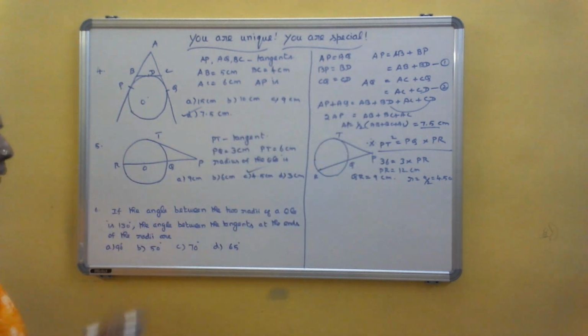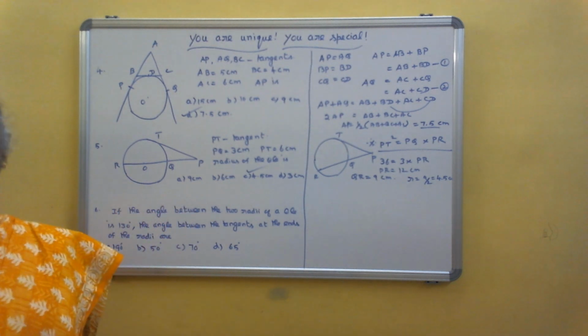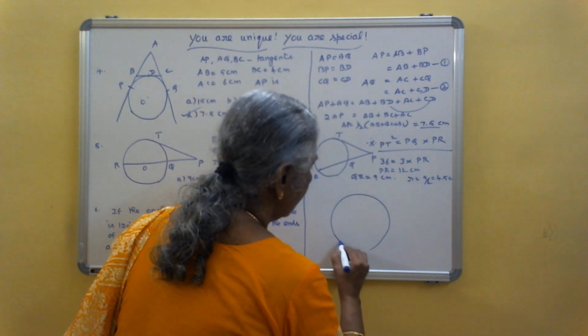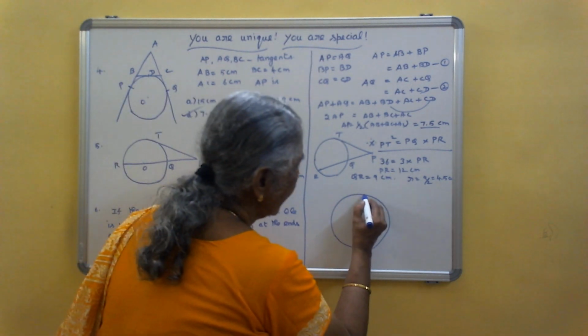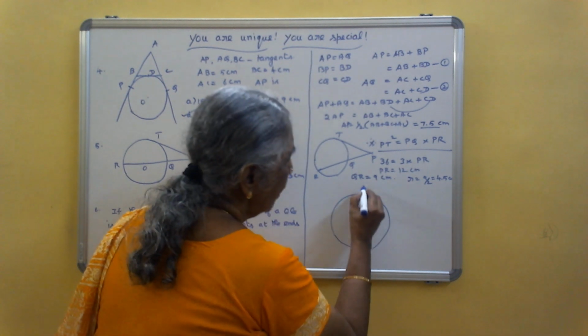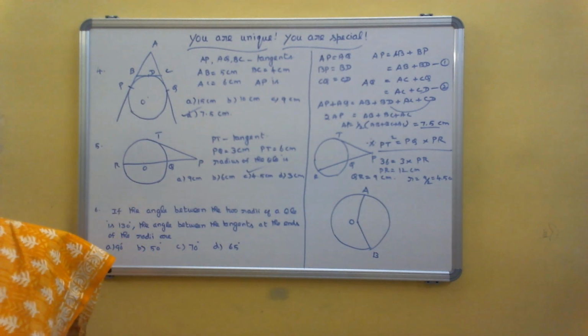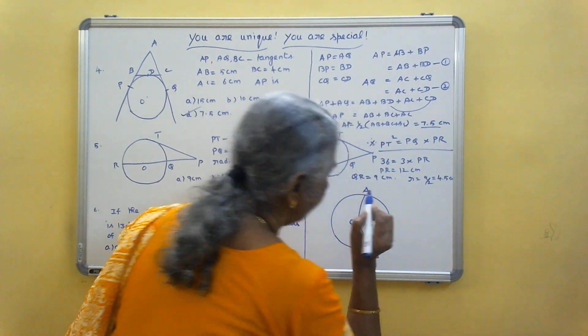Now let us come to the sixth sum. If the angle between the two radii of a circle is 130 degrees, the angle between the tangents at the ends of the radii is... You understand the sum first. First there is a circle, right? O is the center. You have to draw now two radii. Let me draw one, two. I will call this A, I will call this B, I will call this O, center. What is the angle between the radii? That is given to be 130 degrees.